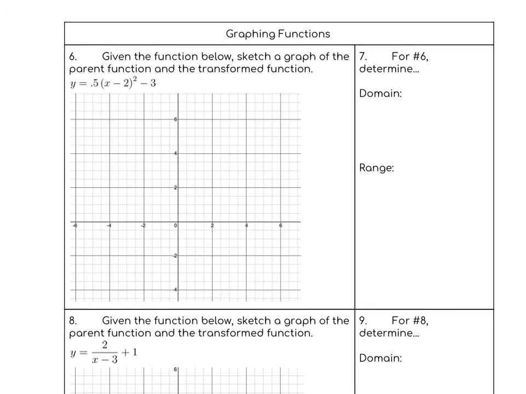Okay. Sketch a graph of the parent function. So the parent function, I'm going to do in green. The parent function in this case is x squared. So x squared goes through 0, 0, 1, 1, 2, 4. That's x squared. All right.